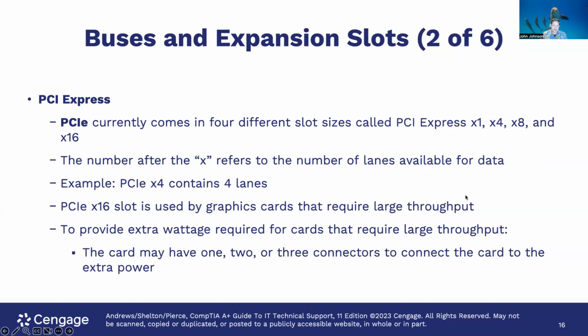So for buses and expansion slots, we have the PCI Express. So PCIe currently comes in 4 different slot sizes. They're known as PCI Express X1, X4, X8, and X16. The number after the X refers to the number of lanes that you have available for data. So a PCIe X4 contains 4 lanes, and an X16 slot has 16 lanes, and it's primarily used by graphics cards that need a lot of throughput.